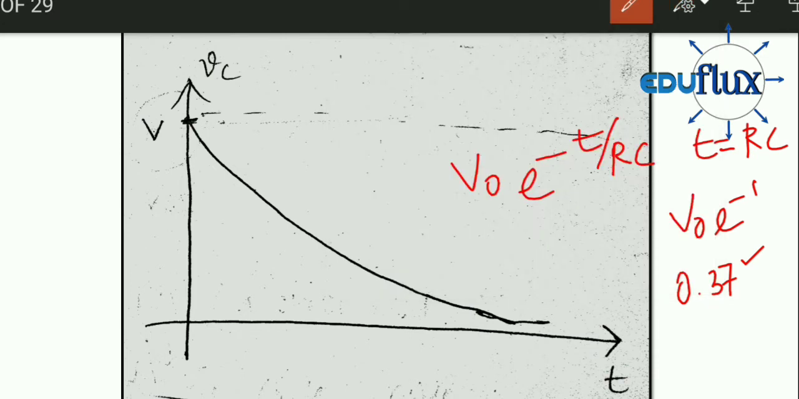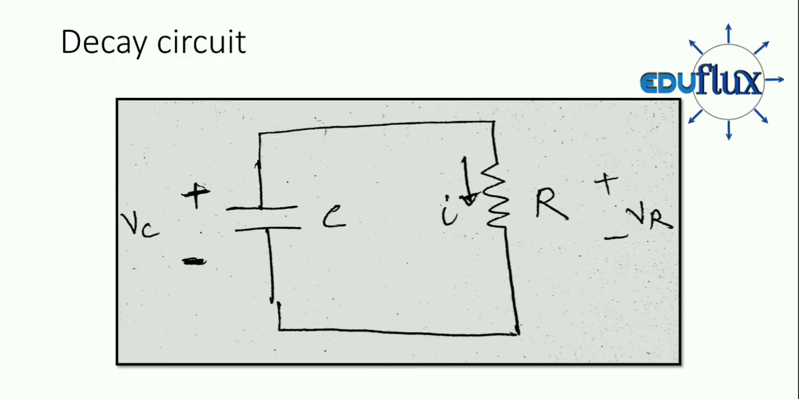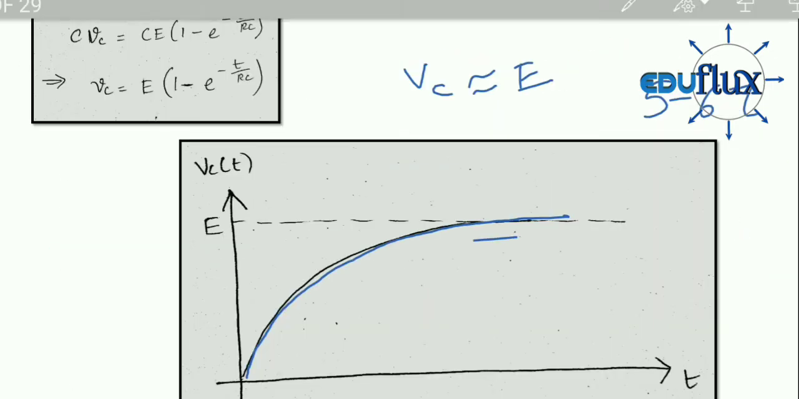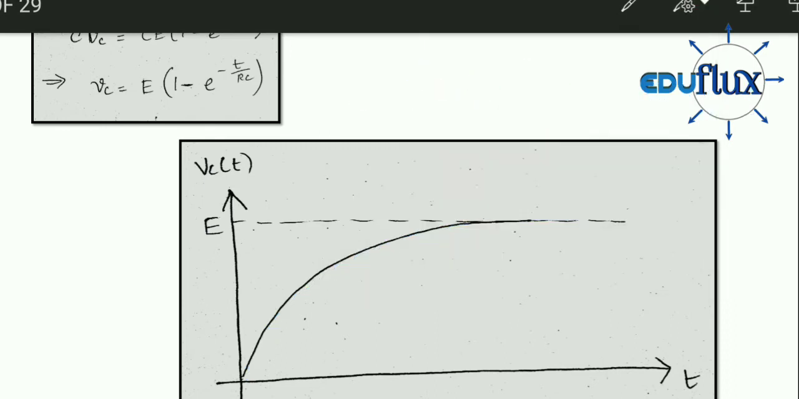So at t is equal to Rc, this will be 37% of the maximum voltage, or V naught. So the time taken for the circuit to discharge to 37% of the maximum voltage, or the initial voltage, is defined as the time constant. Now in the growth circuit also, let me go back to the curve of the growth circuit. I forgot to explain one thing there, let me say it here.